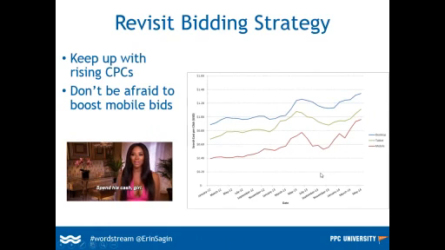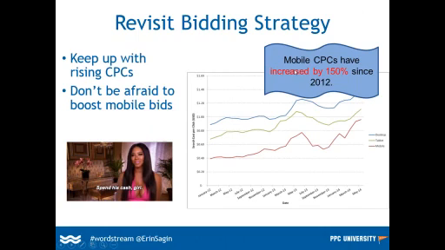Now, this graph is really interesting, right? Because what we're seeing here is that mobile CPCs are on the rise. In fact, they're on the rise so much that they've increased by 150% since 2012. Now, they're still lower than everybody else, which is great. But at the same time, if you set them a long time ago and you've never dealt with it since, or you set a really aggressive bid modifier to really bump down those mobile bids, rethink that, because they're on the rise and you can't be afraid to boost those mobile bids.